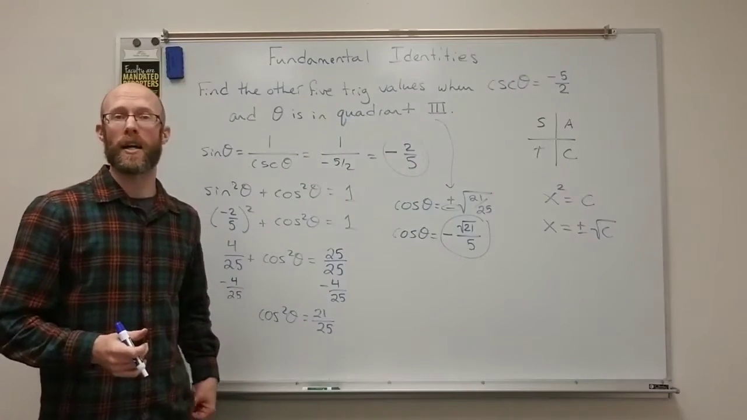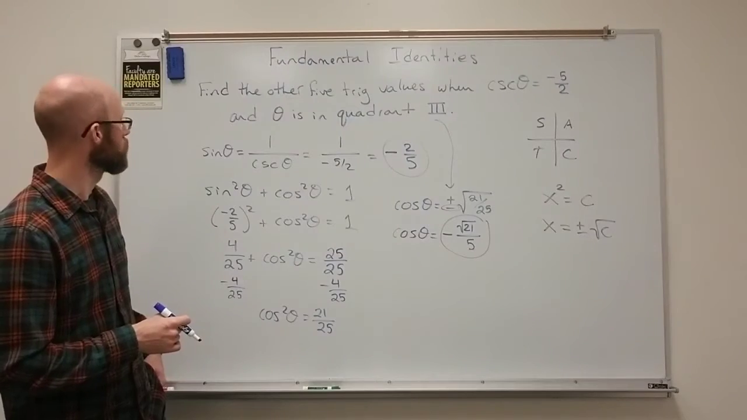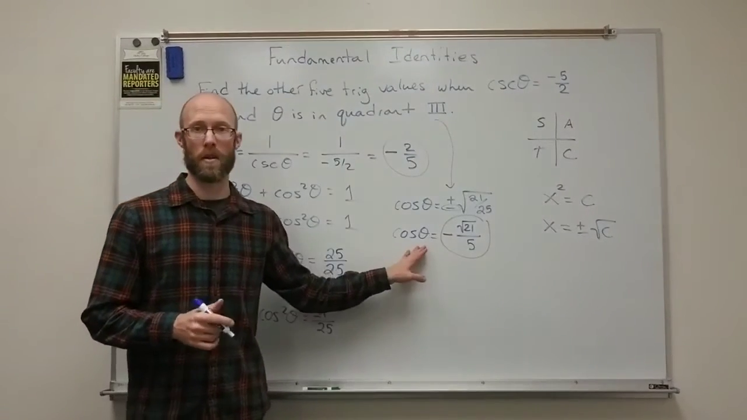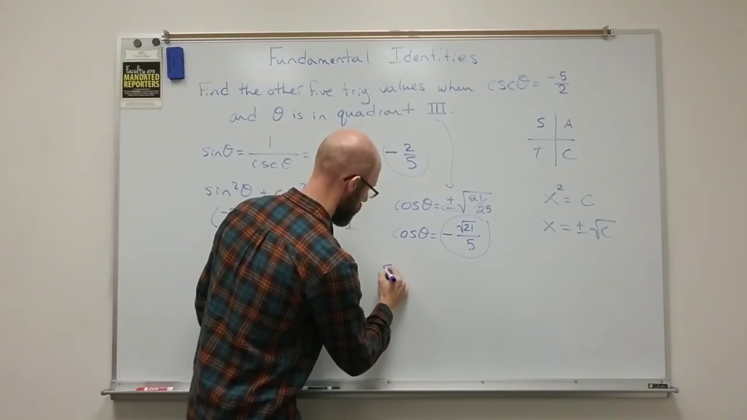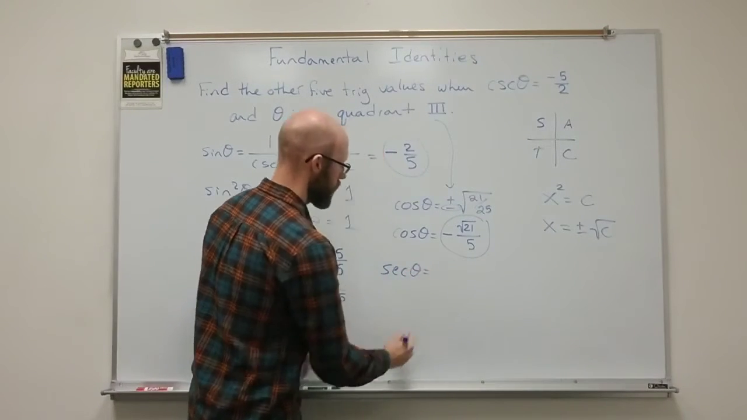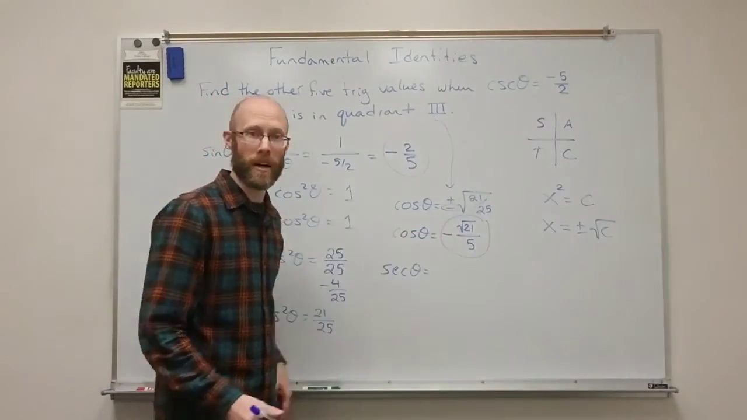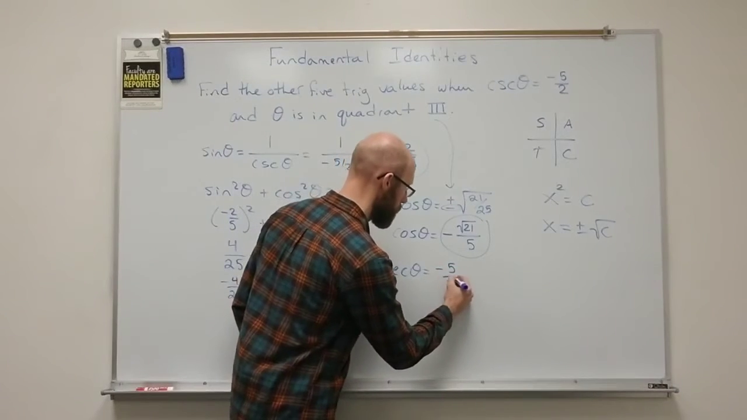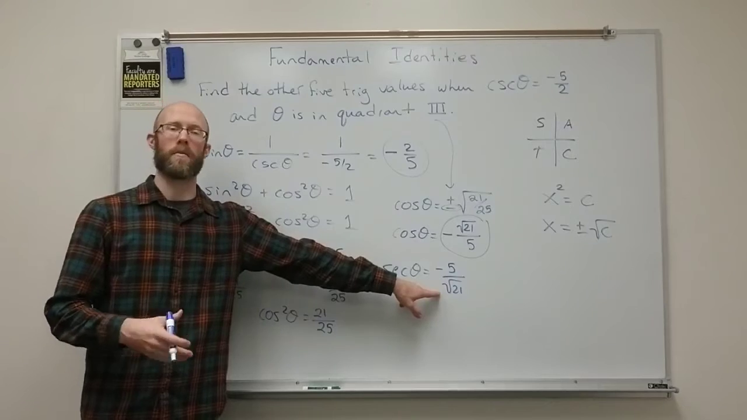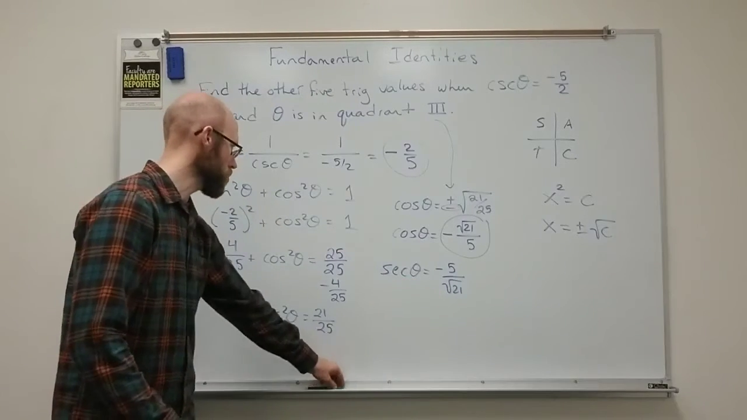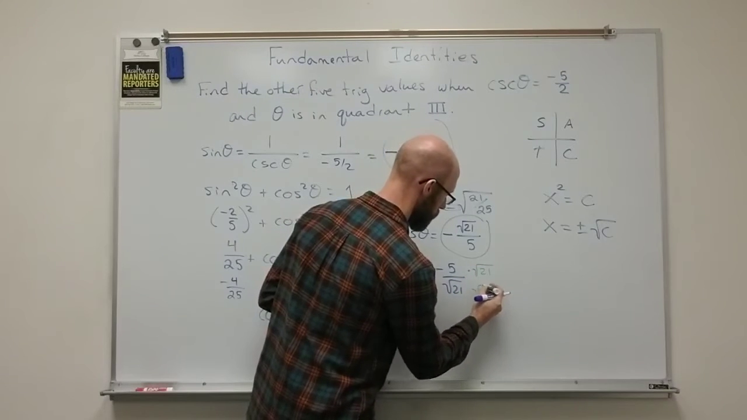Now I can also find the secant value directly from this, because the secant, sec theta, is the reciprocal of the cosine, so I can basically flip that fraction, right? So it's -5 over the square root of 21. But remember, we never want radicals on the bottom, we want to rationalize denominators. So I'm going to multiply top and bottom by the square root of 21.